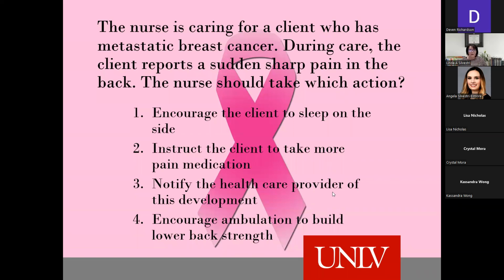Okay, definitely option 3. You did fantastic with this question. Sudden sharp back pain in breast cancer: breast cancer can metastasize to the bone, and so what we're really concerned about is a spinal cord compression. So option 3 is definitely the correct answer.